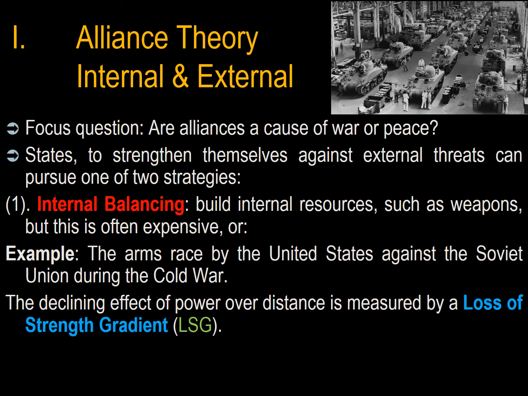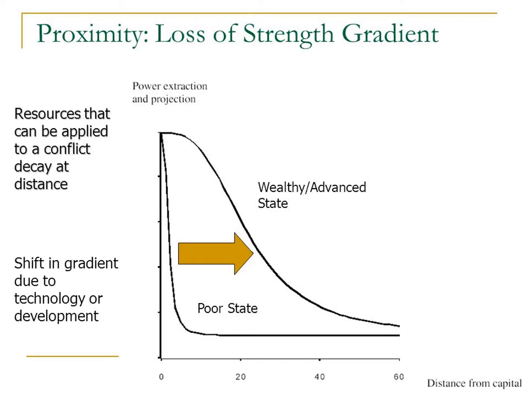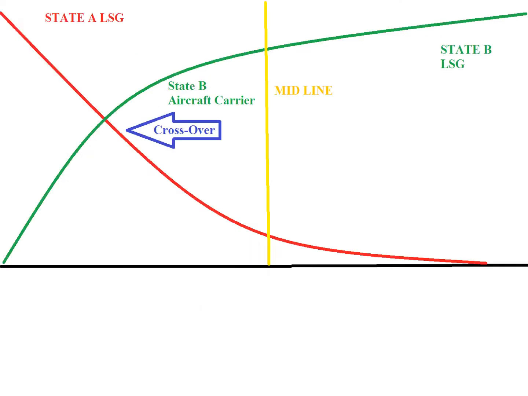The declining effect of power over distance is, as I mentioned earlier, measured by the loss of strength gradient. So here's a very simple graphic representation of it. You can see how a wealthy state has a much longer reach than a poor state. So military force allows states, if they have to go to war, to go to war farther out from their territory and not inside their territory.